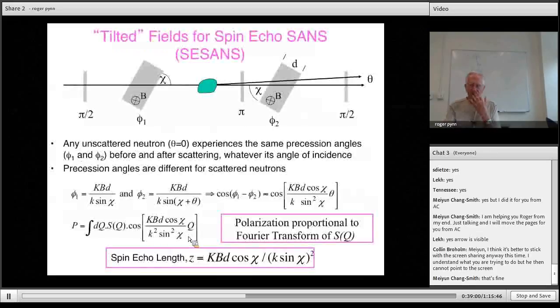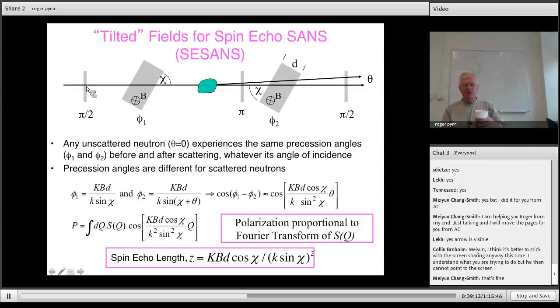So let's look at this situation here. Go back to our tilted field geometry. We have a neutron beam coming in from the left, and our standard pi/2 coil, remember we talked about that in normal spin echo. It's the coil that starts the precession, if you're thinking about this in classical terms, because it brings a spin down into the plane perpendicular to the magnetic field, so the spin starts to precess.